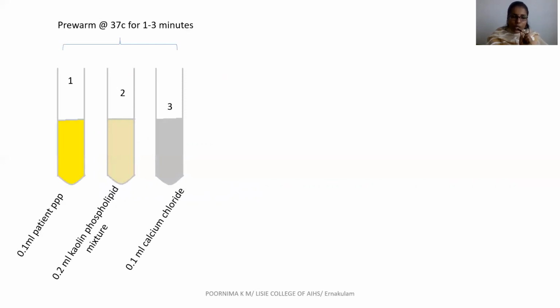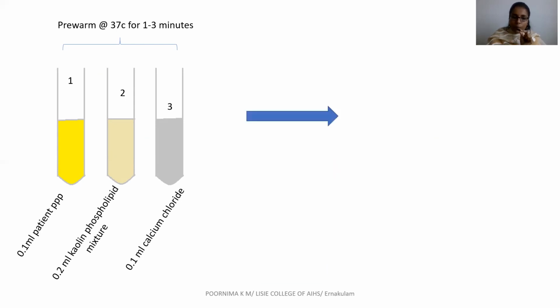So now to test tube 1, add 0.1 ml of patient plasma, that is platelet poor plasma, which we prepared earlier. In the second tube, add 0.2 ml of kaolin phospholipid mixture, that is the contact activating factor. And in the third tube, add 0.1 ml of calcium chloride. As the test is carried out in vitro, we need to pre-warm all these 3 reagents at 37 degrees Celsius for 1 to 3 minutes.